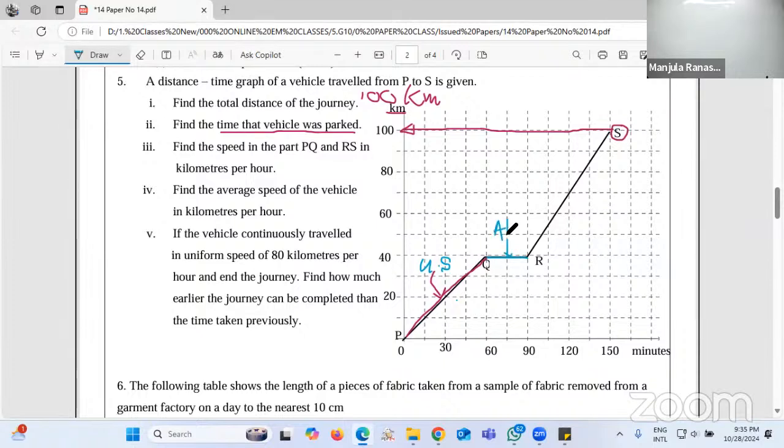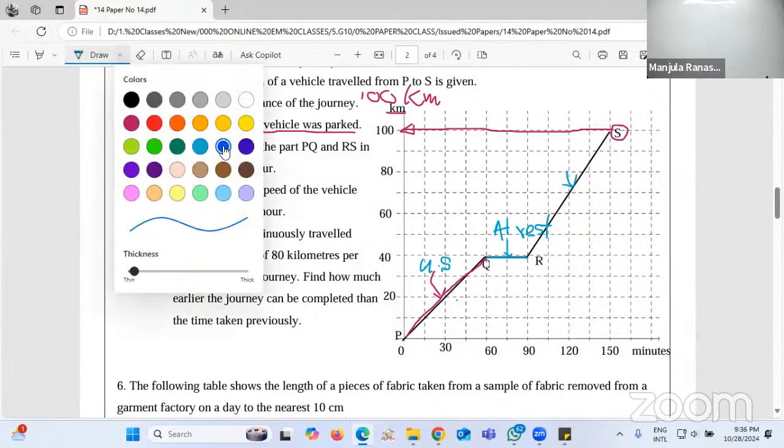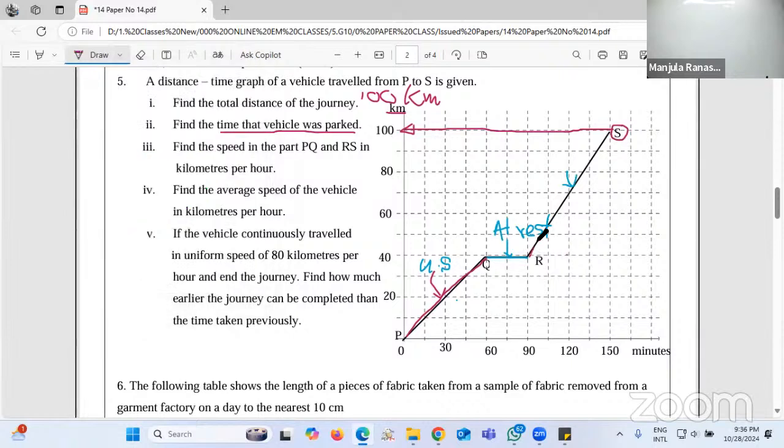Always remember, in a distance-time graph, a line parallel to the x-axis is depicting at rest. Okay, then RS. RS is also an inclined straight line. Then here also having a uniform speed, right? Uniform speed, not the velocity, the speed. Why? The distance is a scalar quantity, so it gives a speed. So here uniform speed, I write US.